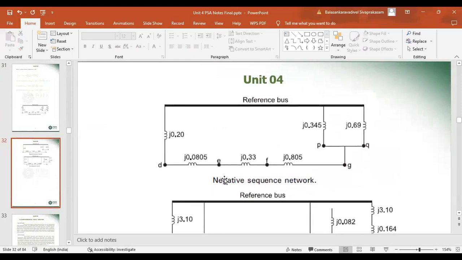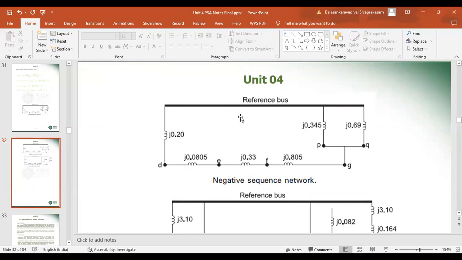Here, we have to short the source for generator and motor. So in the positive sequence reactance only, we have to represent the generator and motor by its source. In the negative sequence as well as the zero sequence network diagram, we should not include the source for generator and motor. So here the sources are shorted. That is, the generator source and the motor sources are shorted. Only it will be represented by its reactance value.